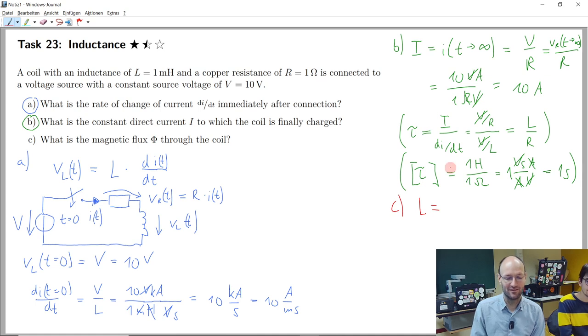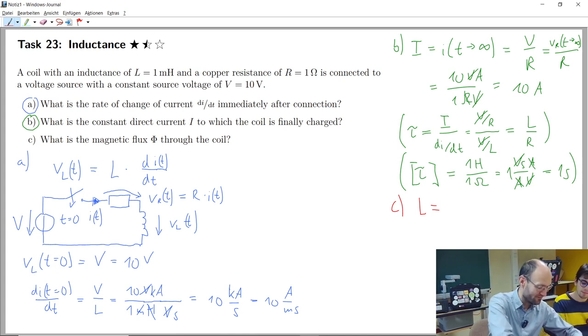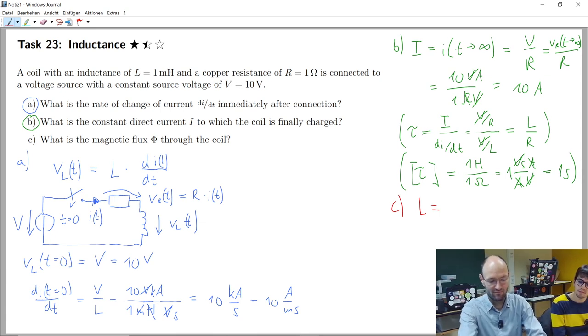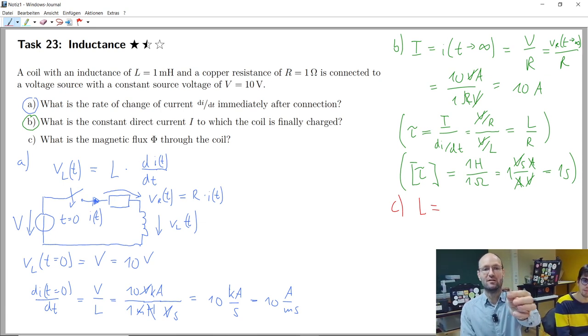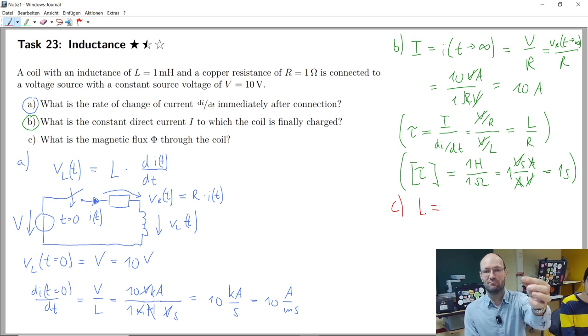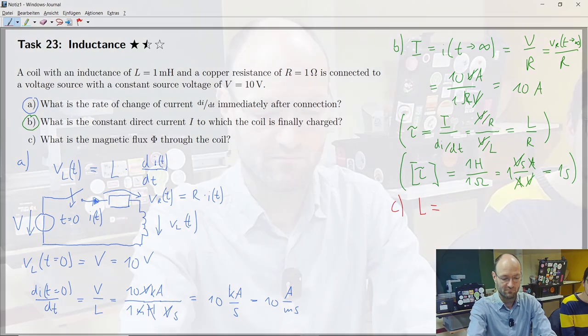So inductance is a property of a coil or of an inductor. And if you have a coil, or you build a coil by taking a wire and turning the wire to a coil. Let me switch my camera. So here we have a coil, just a wire wound to some coil. And what will happen if I feed a current through this coil? We will build up a magnetic field, exactly.